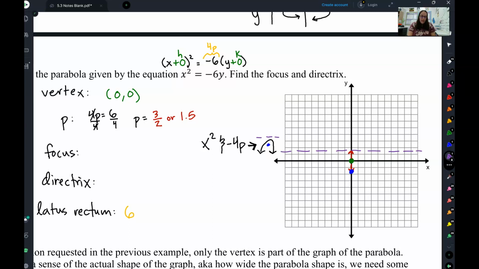Last thing I need is my latus rectum is 6 wide at the focus, so that's going to be 3 on each side. And then my parabola goes through the vertex and my latus rectum points.